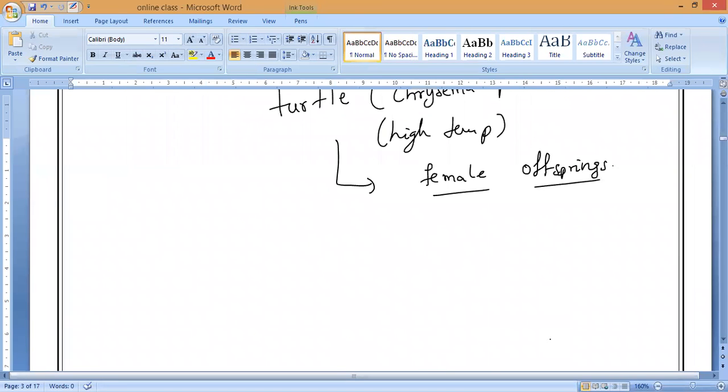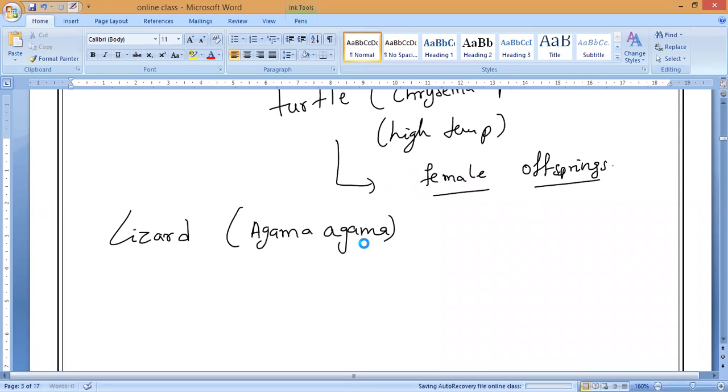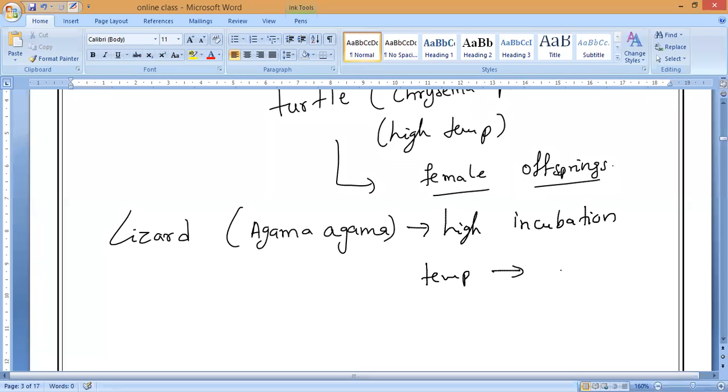For example, let me take the case of lizards. Do you know lizards, everybody? Please respond. You might have heard of lizards. The scientific name of the lizard is Agama. Here, please remember, high incubation temperature will result in male offspring. Do you understand, everyone? Yes or no? Please respond. Have you seen this?